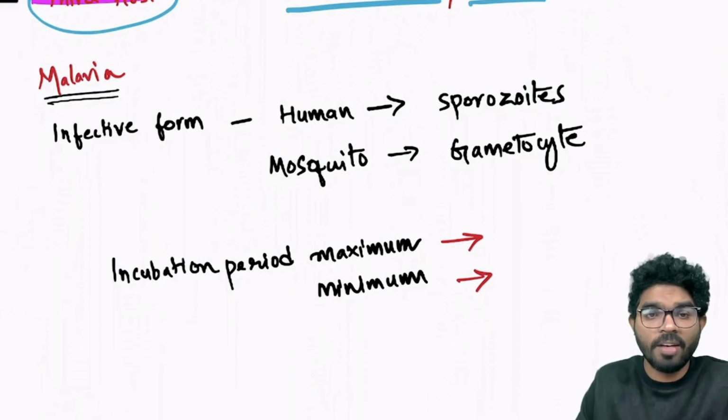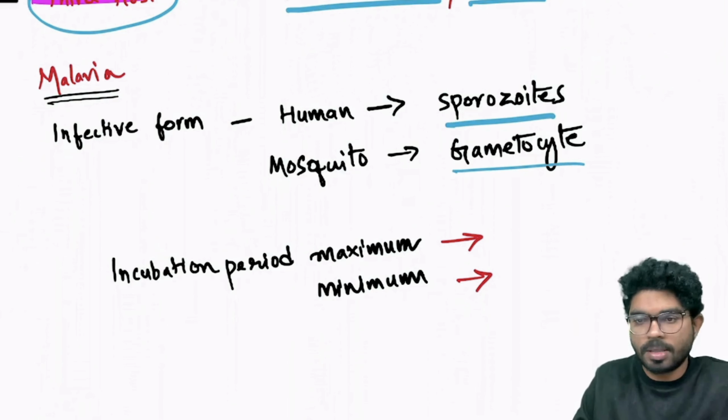Malaria, the infective form for humans is going to be the sporozoites, whereas the infective form for the mosquito is going to be the gametocytes. Go back and please do check the malaria life cycle, all the important points related to malaria and everything.